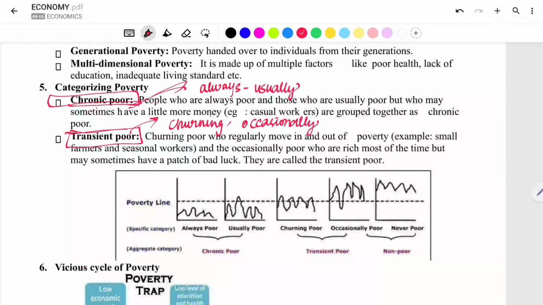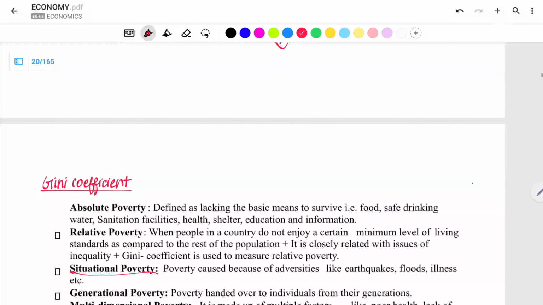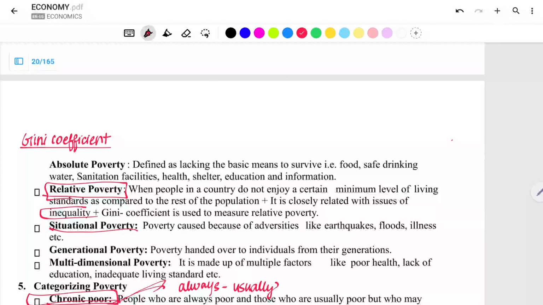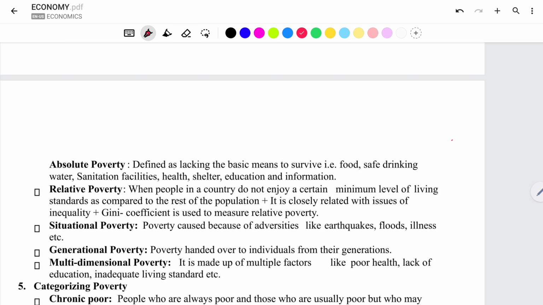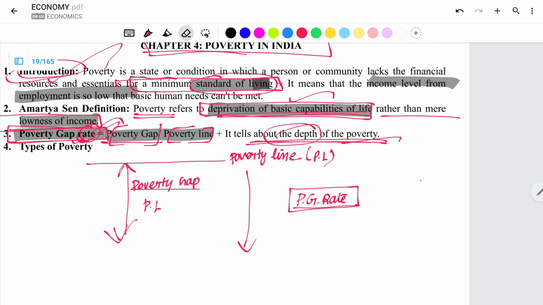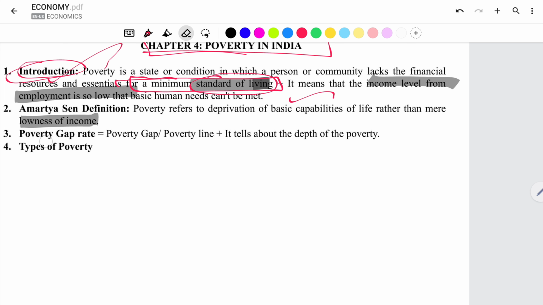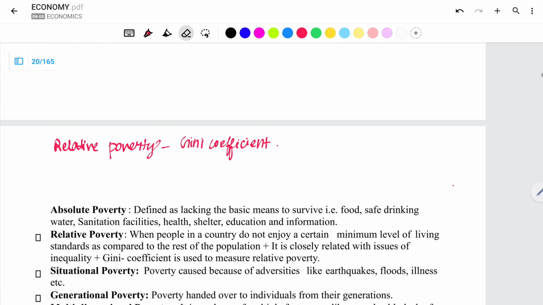Then we looked into the types of poverty: absolute poverty, relative poverty, generational poverty, situational poverty, and multidimensional poverty. We saw all the types of poverty as well. For relative poverty, which measures inequality, we have the Gini coefficient. We need to make a note of this, for relative poverty alone. Next, the poverty gap rate. Poverty gap divided by the poverty line is the poverty gap rate. It tells you about the depth of poverty. This is what we see as basic concepts.